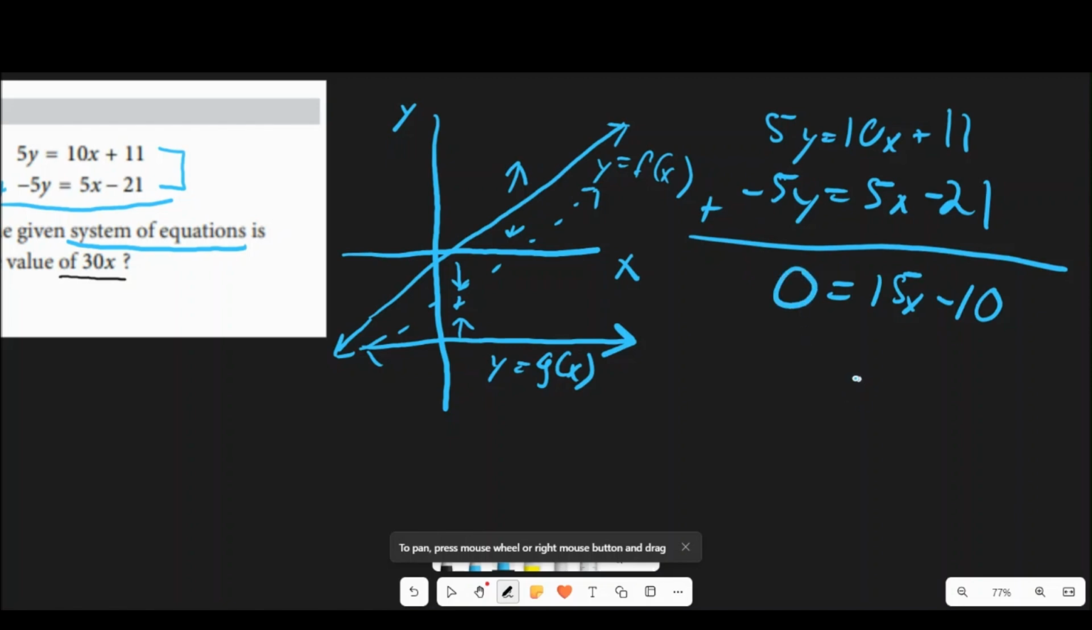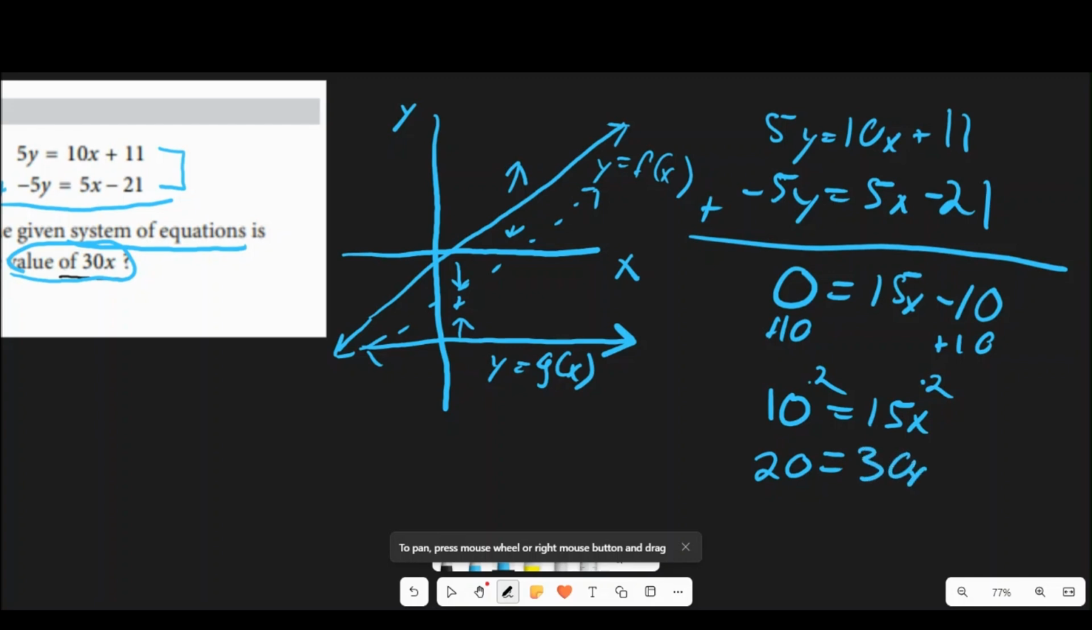Now, let us try to isolate our x term. We would add 10 to both sides, so then we have 10 is equal to 15x. You might be tempted to divide by 15 and say that would be my answer. Well, remember, we need to find the value of 30x. We don't want just x by itself, so I want to make this 30x. I'm going to multiply both sides by 2, and then we get 20 is equal to 30x.